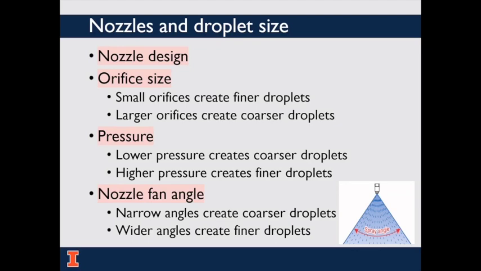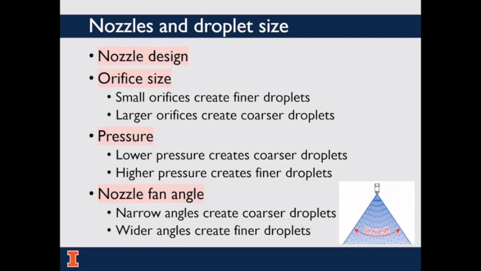The potential for spray drift can be reduced by using pressures at the low end of the nozzle manufacturer's recommended range. The nozzle fan angle plays a lesser role in droplet size. Wider fan angles will create smaller droplets.